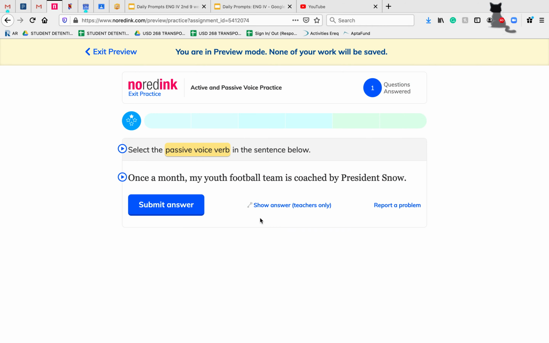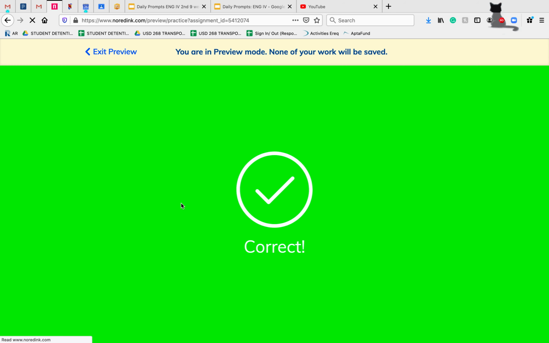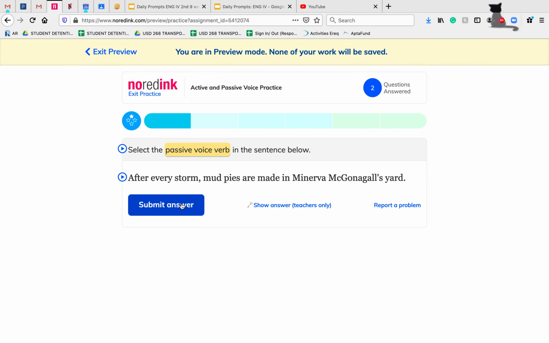Once a month, my youth football team is coached by President Snow. So my youth football team is our subject, is coached is our verb, and then we have who is technically doing the coaching. So if we were to switch the sentence to active voice, it would be once a month, President Snow coaches my youth football team. So you can see how this is a little bit wordier, a little bit more clunky, which is why we want to avoid passive voice whenever possible when we are writing our papers. You'll also notice that passive voice verbs often have helping verbs with them. So here we have were made instead of just made.